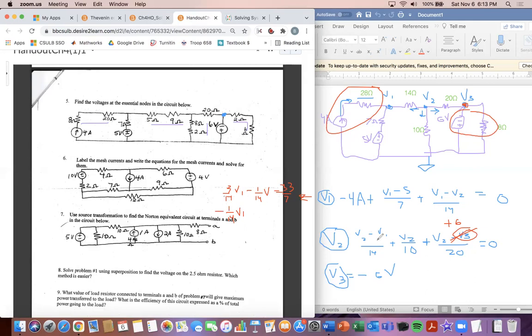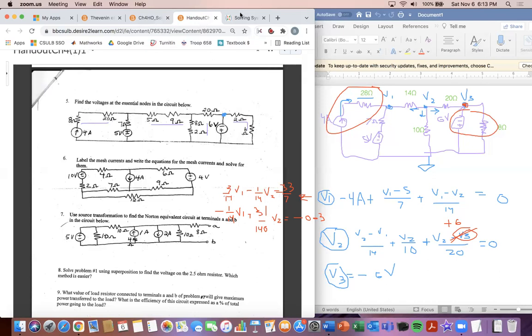And then for this V2 here, you're going to get 1/14 plus 1/10 plus 1/20. And what you'll get is 31 over 140 V2. And then that's going to be equal to, on the right-hand side, -6 divided by 20, and that will be -0.3. And so now that we know this, we can plug this into our calculator.